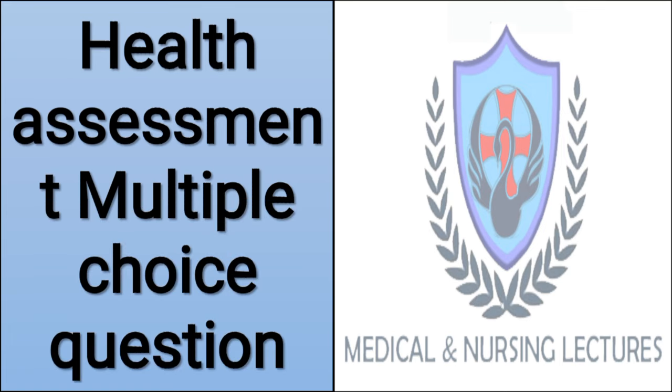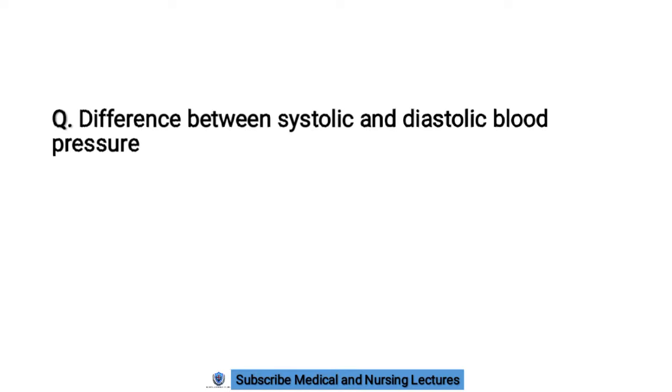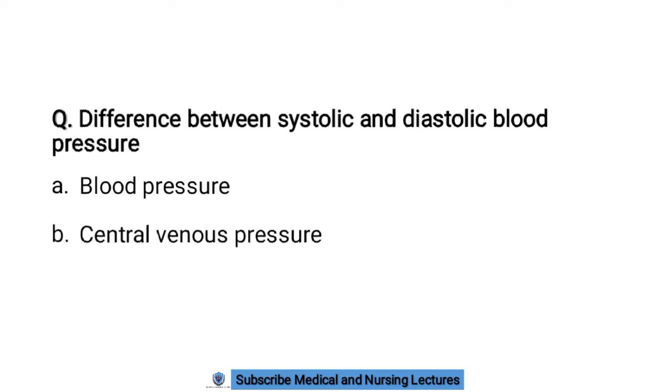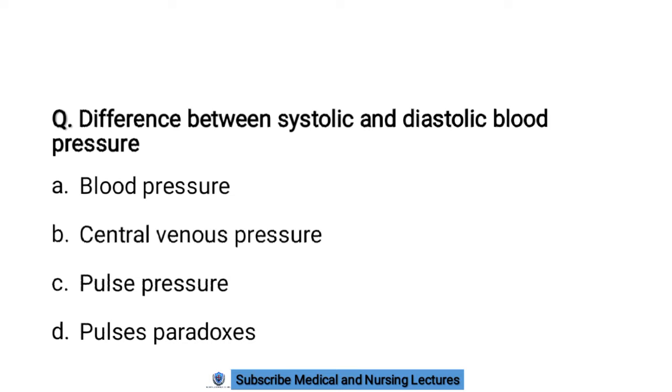Dear learners, today we are going to discuss some health assessment multiple choice questions. Question number one: the difference between systolic and diastolic blood pressure is option A, blood pressure, option B, central venous pressure, option C, pulse pressure, and the last option is pulsus paradoxus. Here the correct option is pulse pressure. The difference between systolic and diastolic blood pressure is called pulse pressure, which is 40 mmHg in normal individuals.